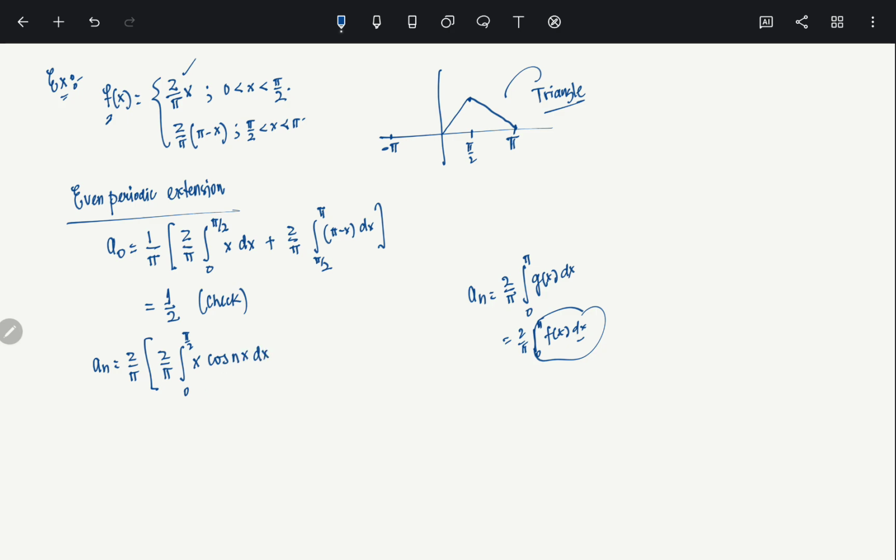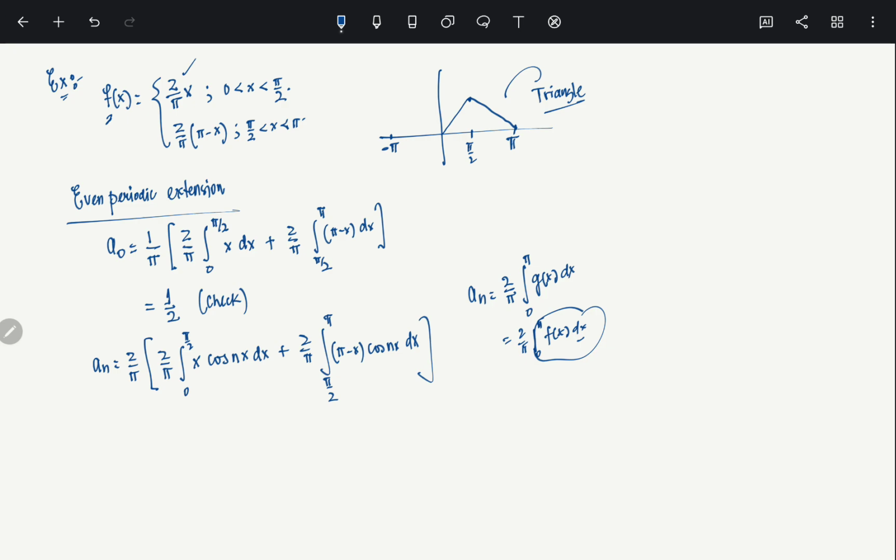So this is x cosine nx plus 2 by pi, integral pi by 2 to pi, and then it is pi minus x cosine nx dx. Yes, because we have split the 0 to pi interval into 0 to pi by 2 and pi by 2 to pi, so we can write it like this. Now again, this is some simple integration essentially, but of course this is for you to figure out what's happening here.